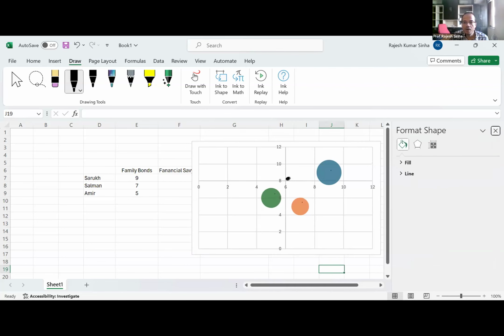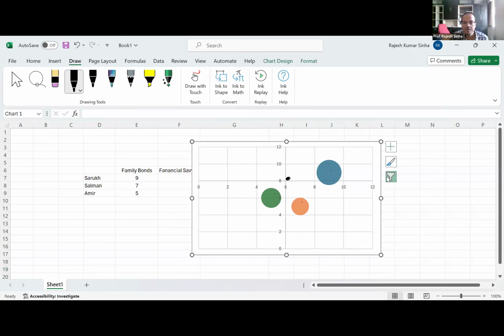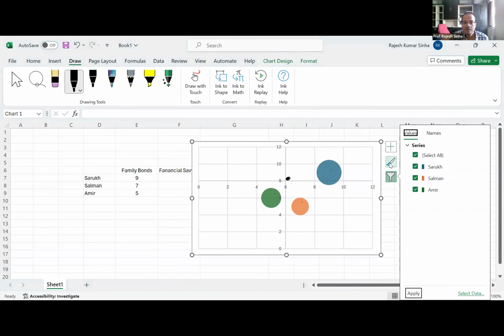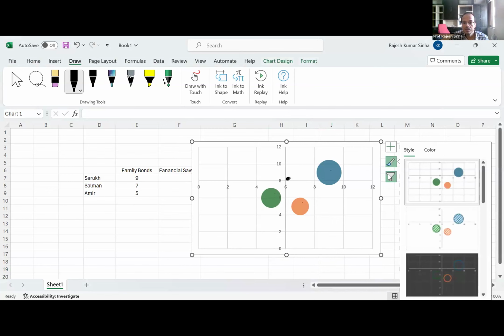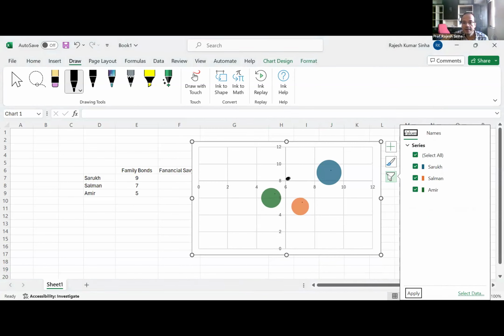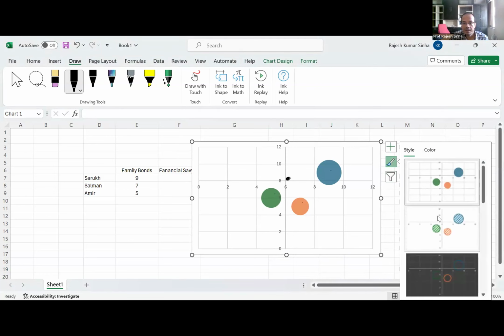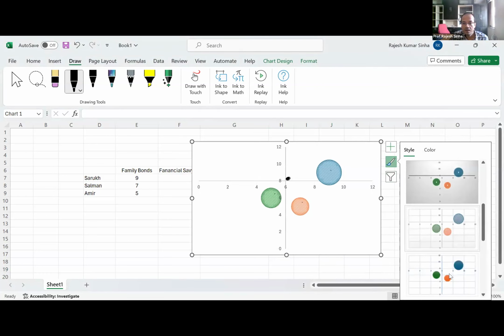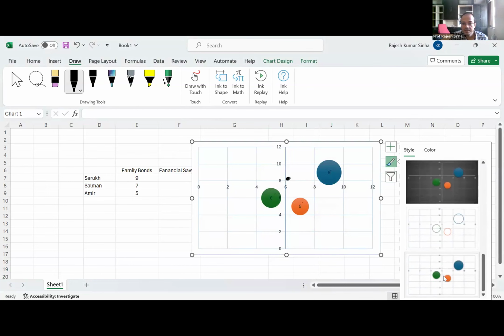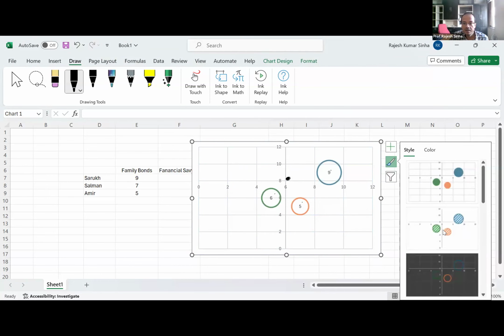I can do other changes also. There are some formatting choices, and these are the names. There are some choices given to me. I can have this kind of thing, I can have this kind of thing. Yeah, I can change things accordingly, because artificial intelligence is there. And I can remove the gridlines if they are irritating.